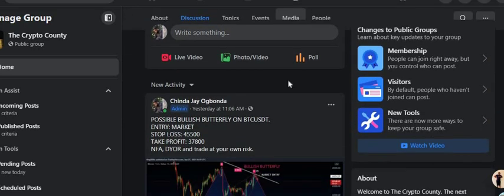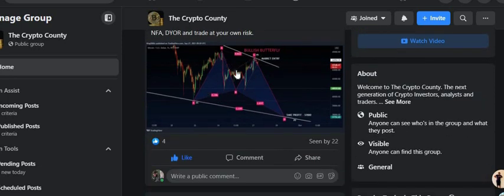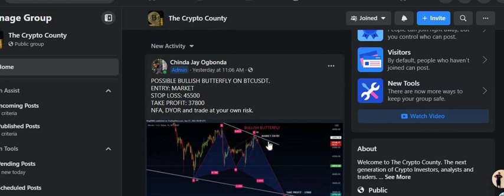I was talking about this possible bullish butterfly pattern on BTC USDT, entry market. Basically I was saying you can short with a market order, stop loss 45,500 and take profits 37,800. Not financial advice, do your own research and trade at your own risk. So I was giving this possible signal, so you can short from here on markets and then take profits around 37,800. Now we're going to talk about this butterfly pattern in this video.